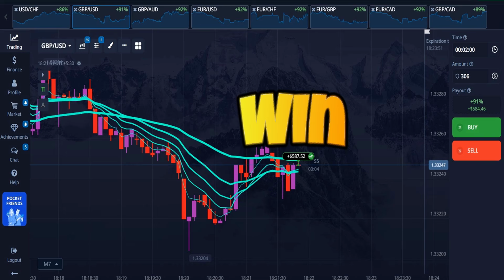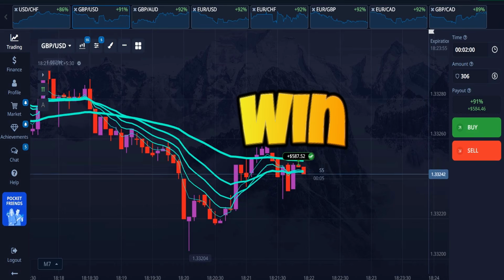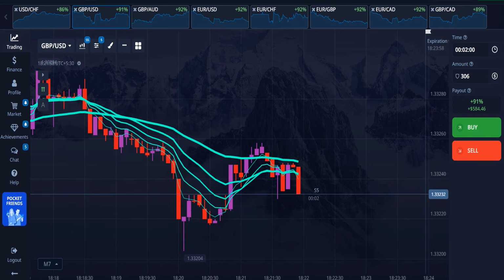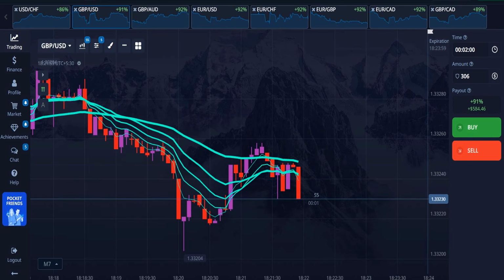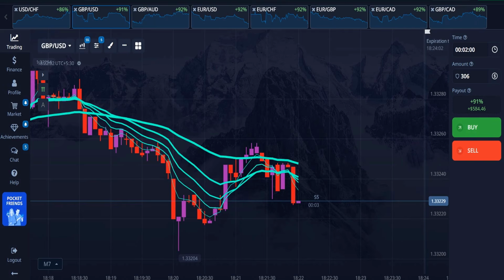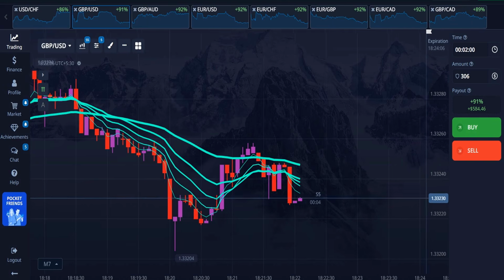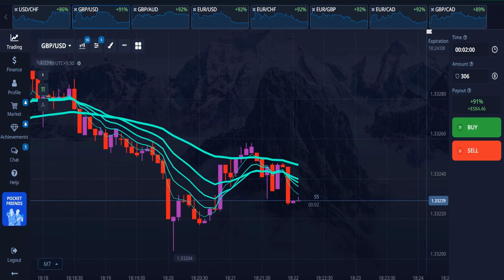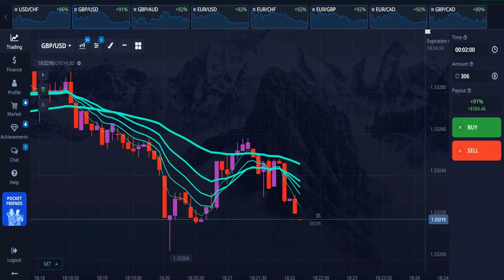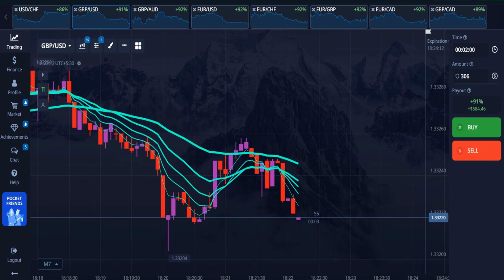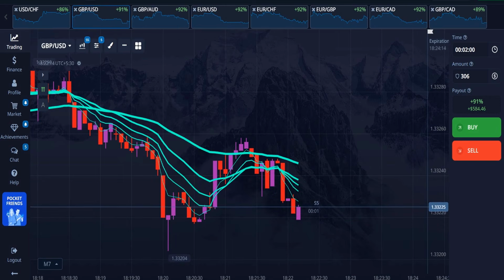The price stayed below the entry point throughout the trade, giving us a smooth and confident victory. All thanks to perfect EMA alignment and solid candle momentum. Always remember, never rush the entry. Wait for all 5 EMAs to align in perfect order and confirm momentum before taking a trade. This one rule alone can change your win rate dramatically.